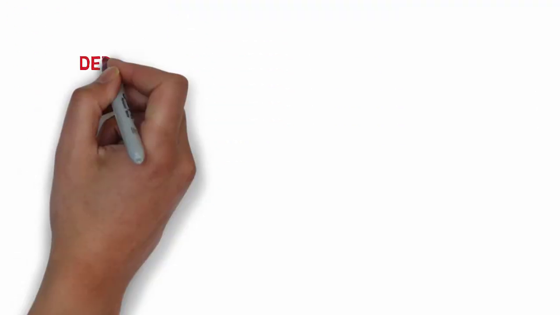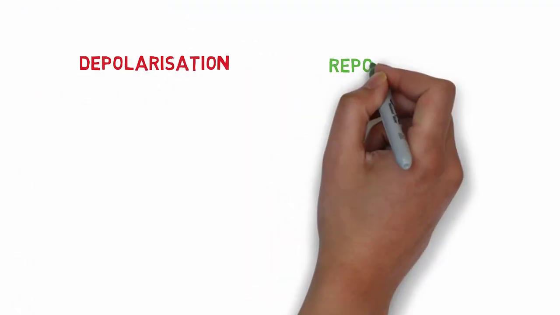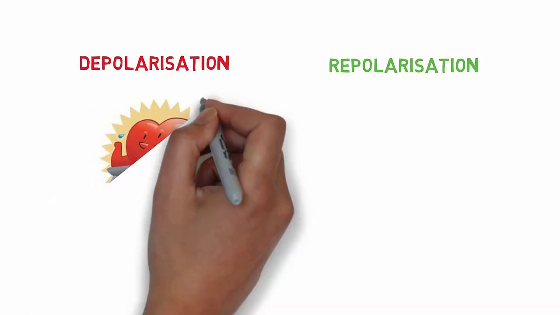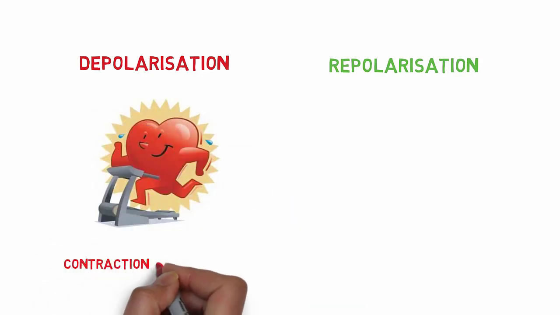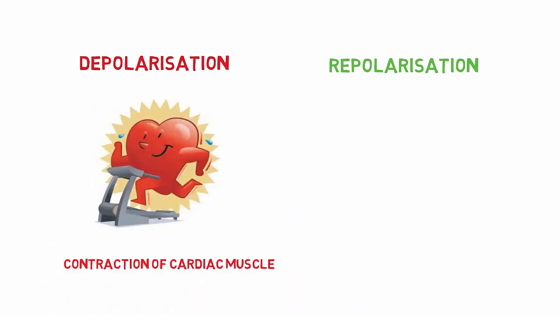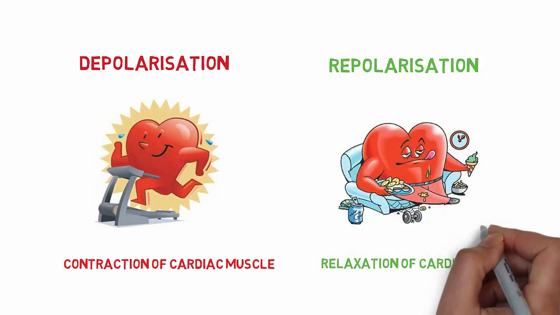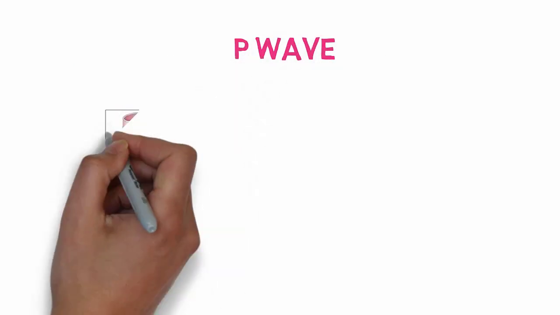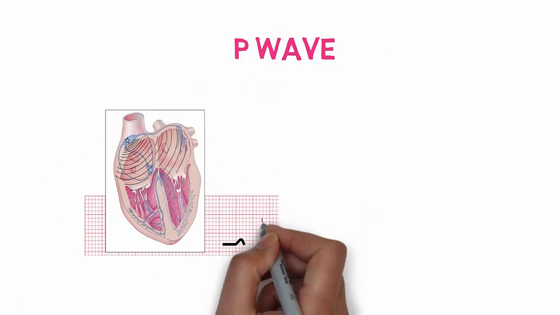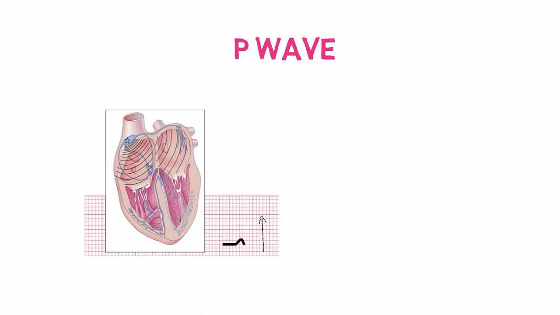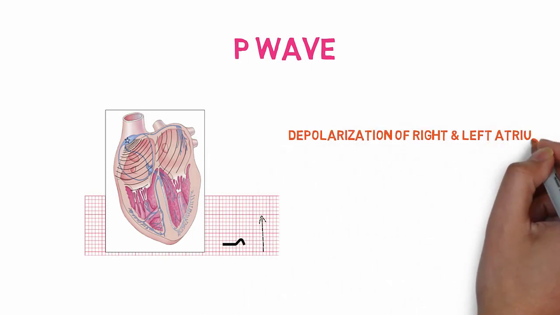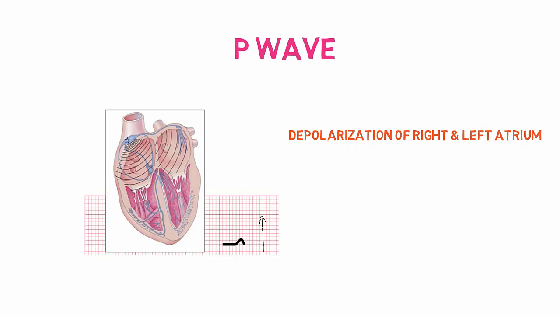Before starting with different waves, let me explain about two terms, that are depolarization and repolarization. Contraction of cardiac muscle is called depolarization and relaxation of cardiac muscle is called repolarization. First wave produced in a normal cardiac cycle is P wave. It is an upward deflection. P wave is produced when the depolarization of right and left atrium is happening.